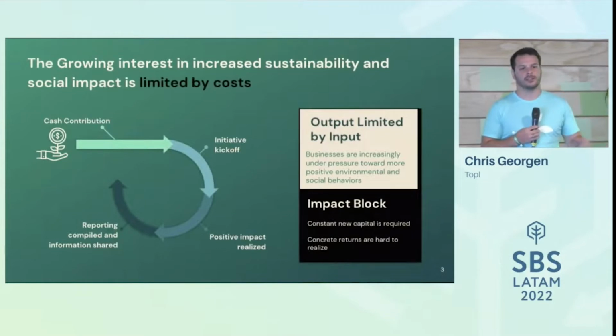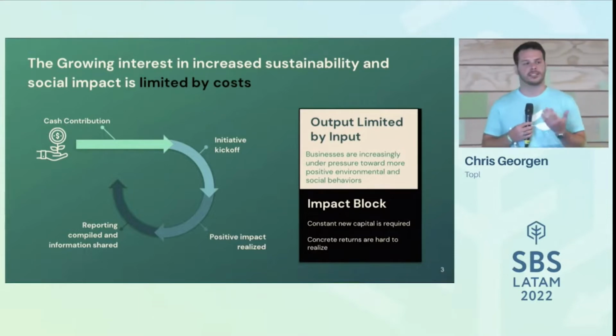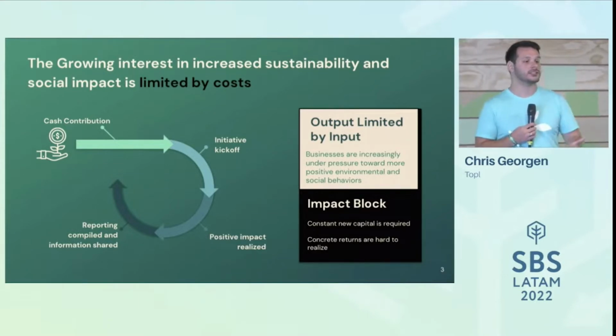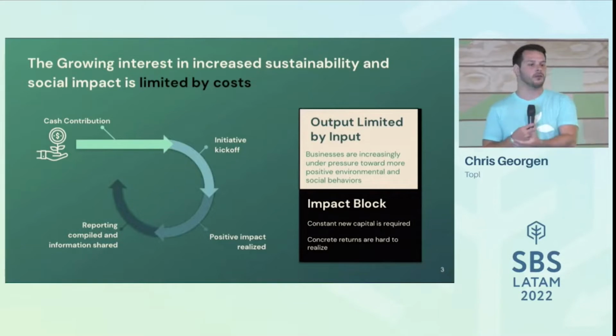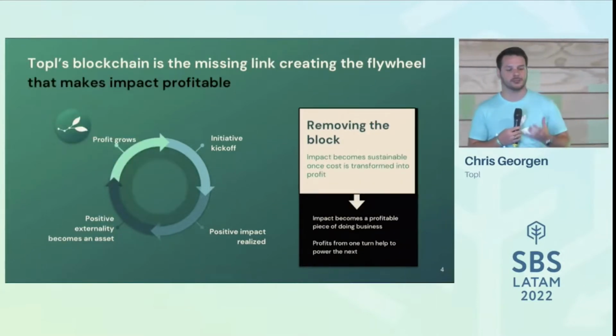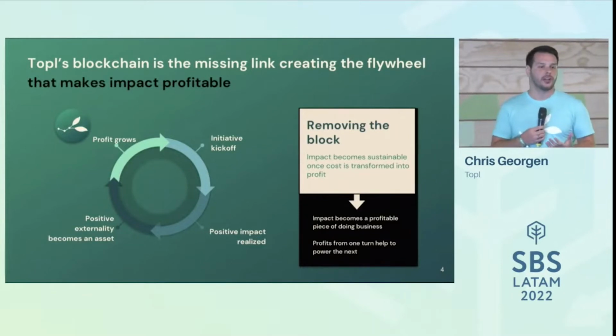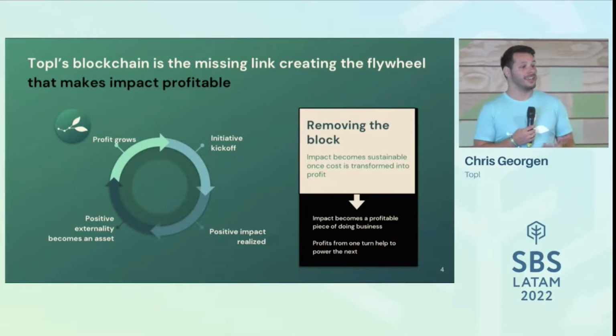Our perspective on the space is captured by the slide I have right here. If we think about how impact works today, in a lot of ways it's like a failed flywheel. Every time you want to have more positive impact, you have to put more money into the system. For every amount of carbon I want to capture, every piece of the rainforest I want to save, it's always fresh money, fresh budget that needs to be allocated. The world that Topple envisions is one where we close that loop, close that flywheel. The only way positive impact and sustainability can reach the levels it needs to is if it becomes profit generating.